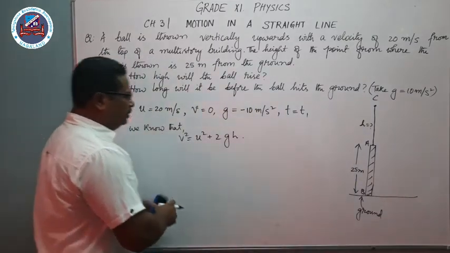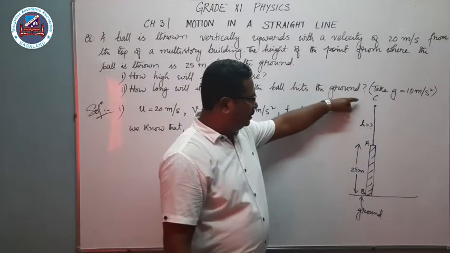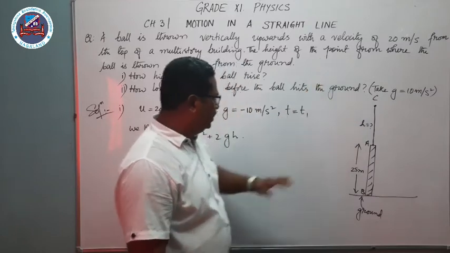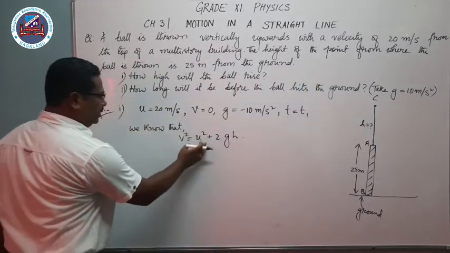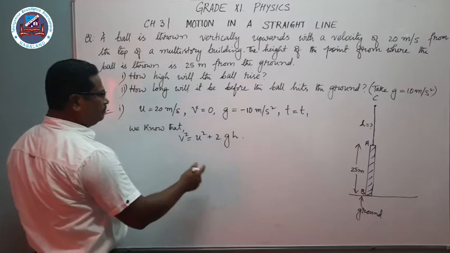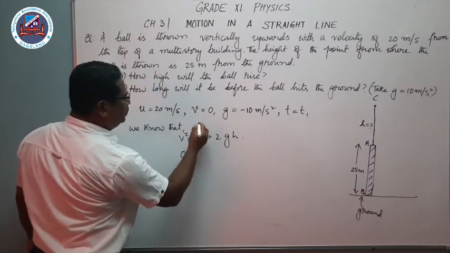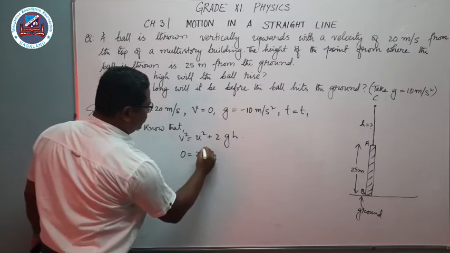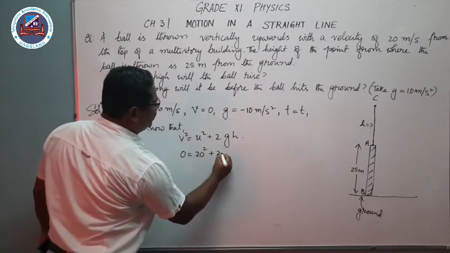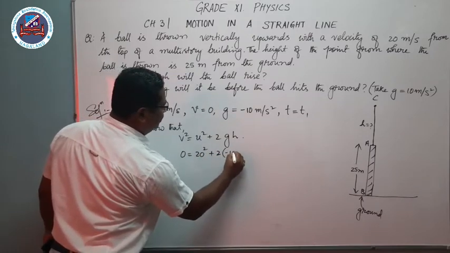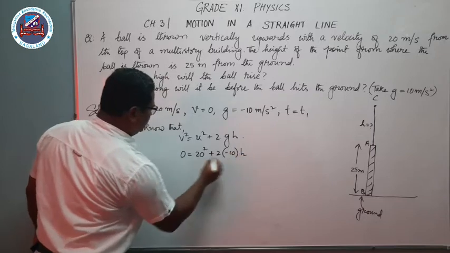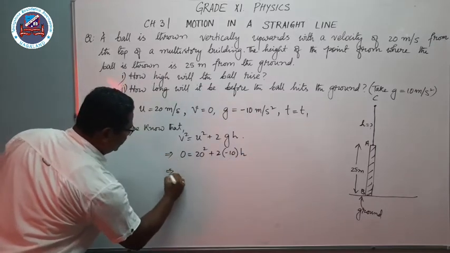Now, first of all, you have to think: throwing up, it is not under free fall, it's going up. So you will use your general equation. Here you write this plus. Then V value is 0, U is 20, so 20 square you will write, plus 2. And G value is minus 10, H. So like this you can find out the height.